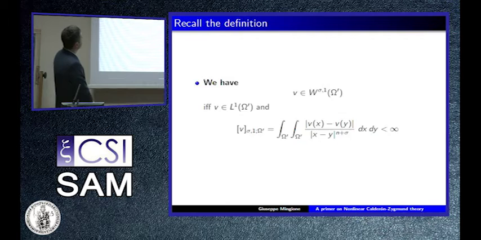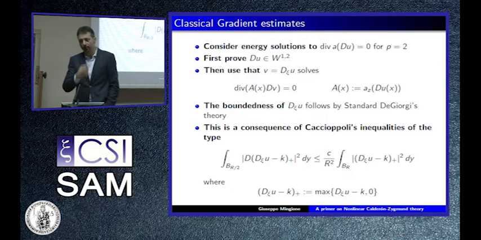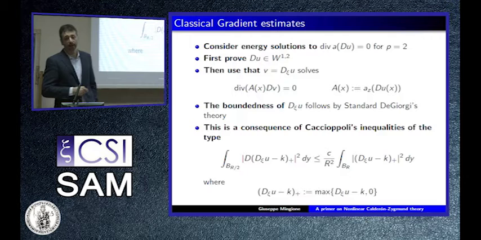Now imagine that you have a measure on the right-hand side. Instead of getting zero, you get mu, and then you immediately see that the problem fails. This program fails, because when the right-hand side is a measure, you cannot even get that the gradient is in W^{1,1}. You don't get differentiability.